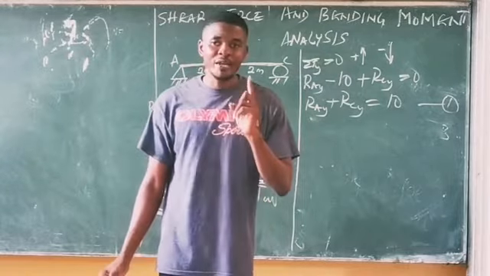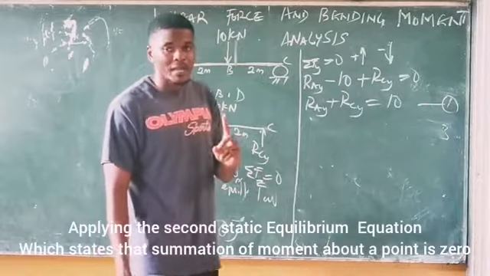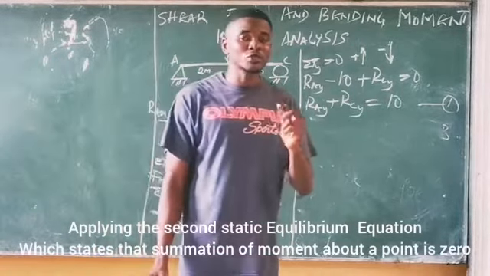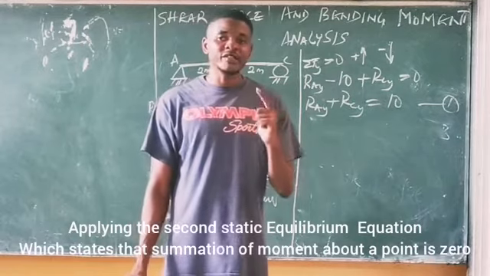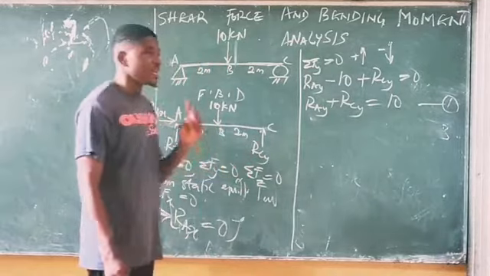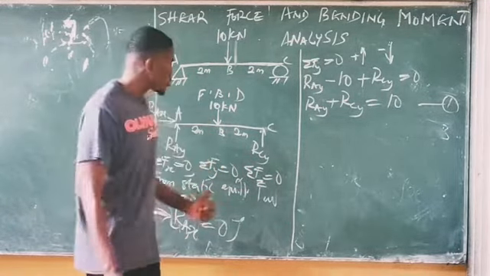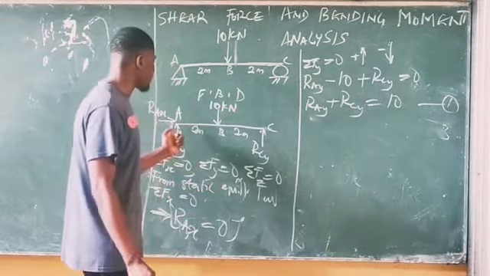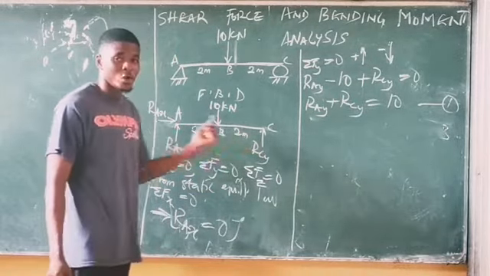The only way we can make a break is by applying another static equilibrium law. That law states that the summation of moments of forces about a point is 0. So the moment of any force about any point is 0, also from the static equilibrium law. So we take moments at point A or point C. Take moments at any of the points, and you obtain the same answer.